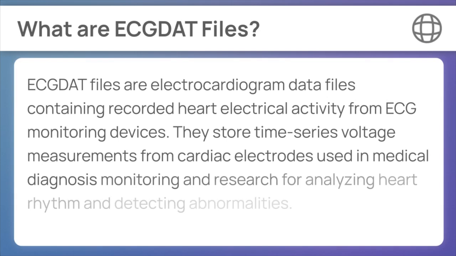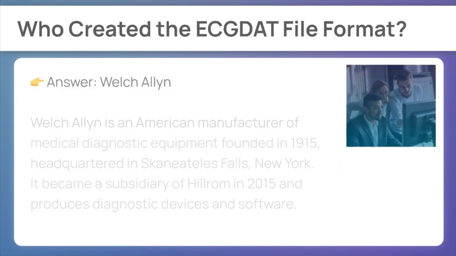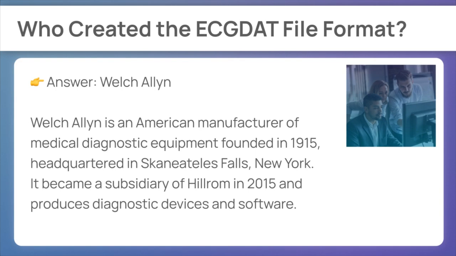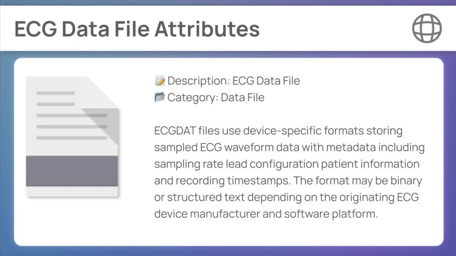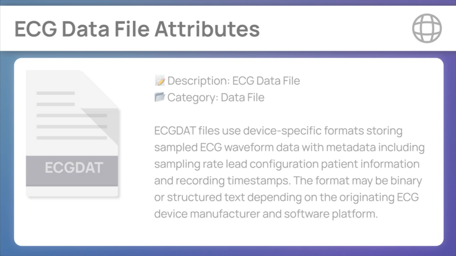ECGDAT files are electrocardiogram data files containing recorded heart electrical activity from ECG monitoring devices. They store time series voltage measurements from cardiac electrodes used in medical diagnosis, monitoring, and research for analyzing heart rhythm and detecting abnormalities. ECGDAT files use device-specific formats, storing sampled ECG waveform data with metadata including sampling rate, lead configuration, patient information, and recording timestamps. The format may be binary or structured text depending on the originating ECG device manufacturer and software platform.